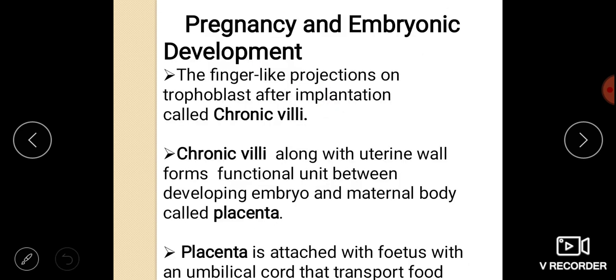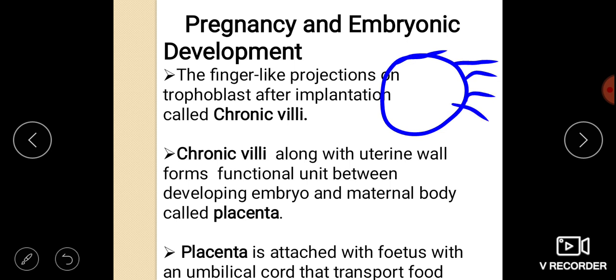So now, pregnancy and the embryonic development. As soon as the blastocyst comes in contact with the endometrium, what happens to it? I have just told you about the trophoblast. In this trophoblast, the outer layer, what happens here? Finger-like projections come out, and these finger-like projections enter inside the endometrium and remain bathed in the mother's blood.